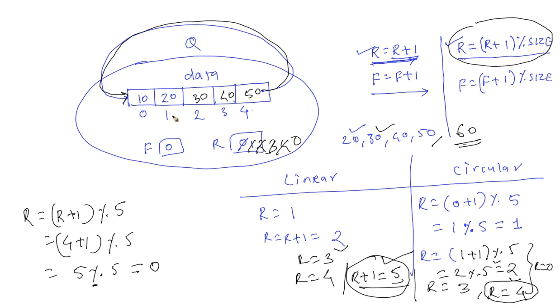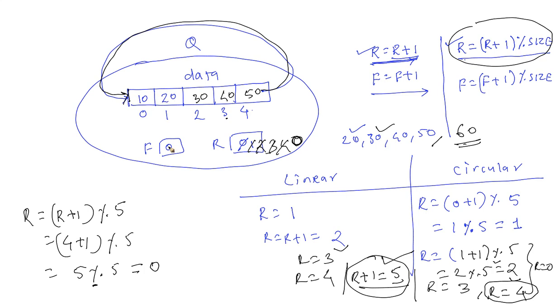So you see, up to this, the moment linear and circular were same, but when R is equal to last location, linear will increment R and it will become 5, but this circular formula will make R 0, right? Now that is helpful. When I get R equal to 0, I will go to 0th location, and why I'm doing that, I want to go back to the beginning and see, are these locations occupied?